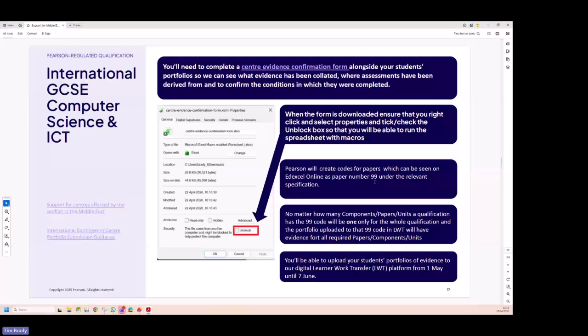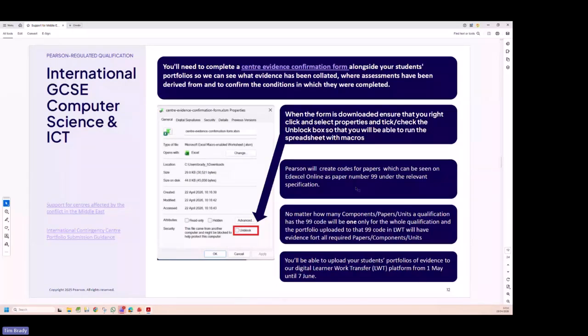So when you see the code for the IG ICT and it has 99 on it, you would upload evidence for paper 1 and paper 2 against that same code using learner work transfer. And that's what's covered here in this box here. Again, the portal will be open from the 1st of May. So all of those first three qualifications are linear, and so options are limited.